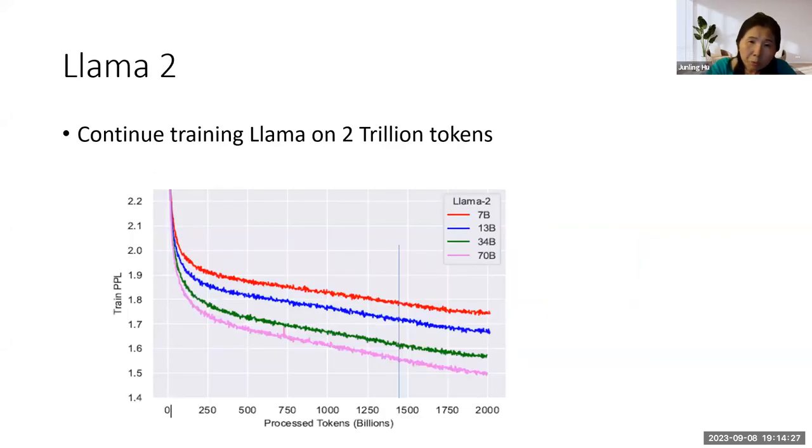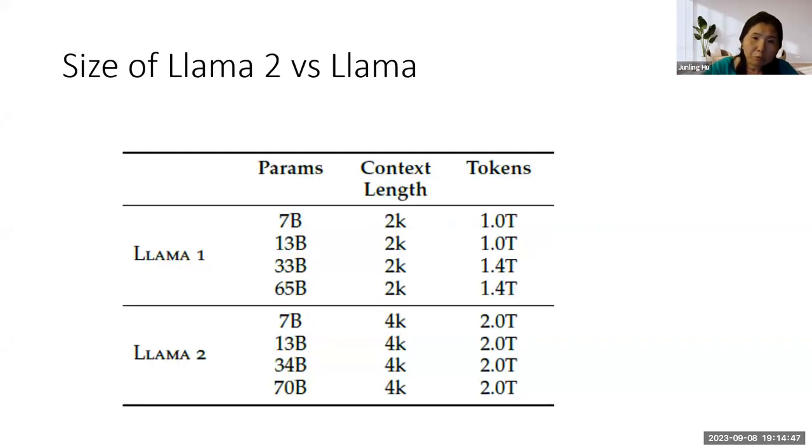Then what is Llama 2? Llama 2 just continues: because 1.2 trillion tokens gave us very good performance, why not continue to add more tokens? So Llama 2 has 2 trillion tokens. The difference between Llama 2 and Llama is the context length, how much you can enter as input, which also doubled. The token count increased by 60%. Then you have the sizes. Llama 2 inherited from Llama 1, except the 34 is slightly different from the 33, and then there is 70 billion.